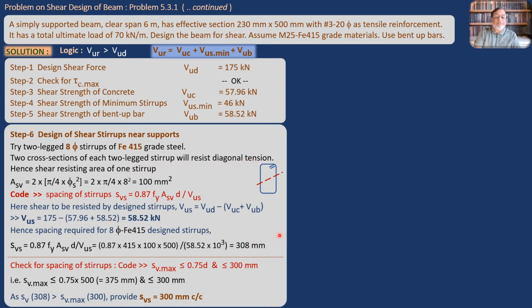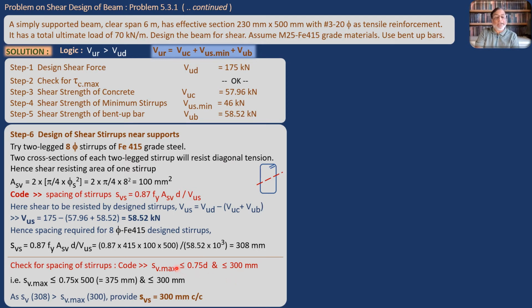Now this spacing of 308 mm is not the final value of spacing, because IS code is putting 2 conditions on this value. So IS code is saying first you calculate that SVS by this formula, but don't make it final. You have to check this value. What is that check? Check for spacing of stirrups. IS code is saying that whatever spacing you get, it should not be greater than 300 mm. It should also not be greater than 0.75 d.